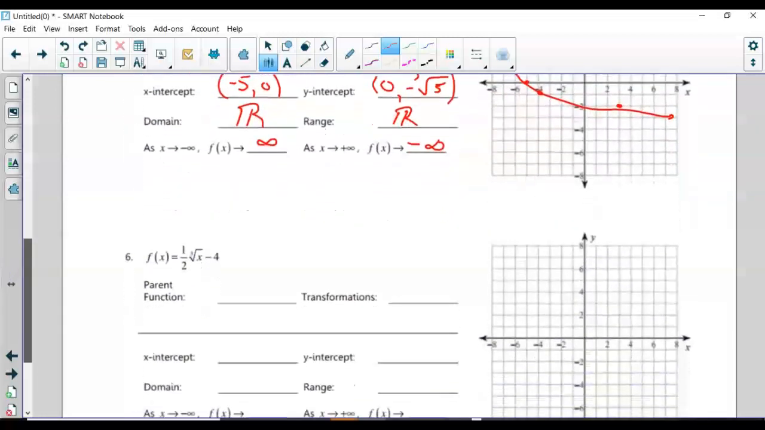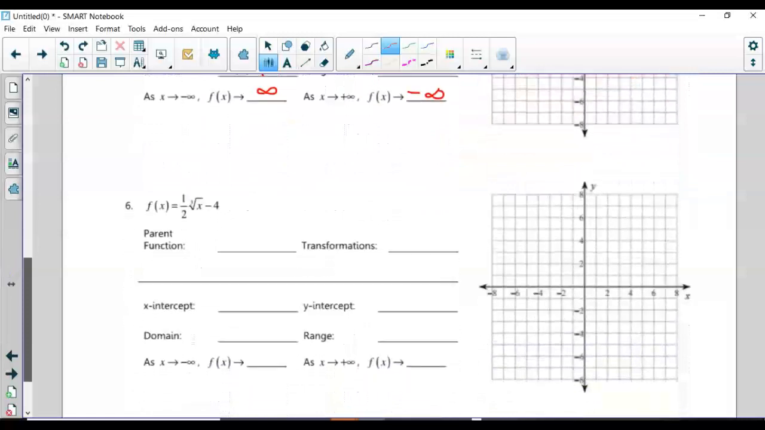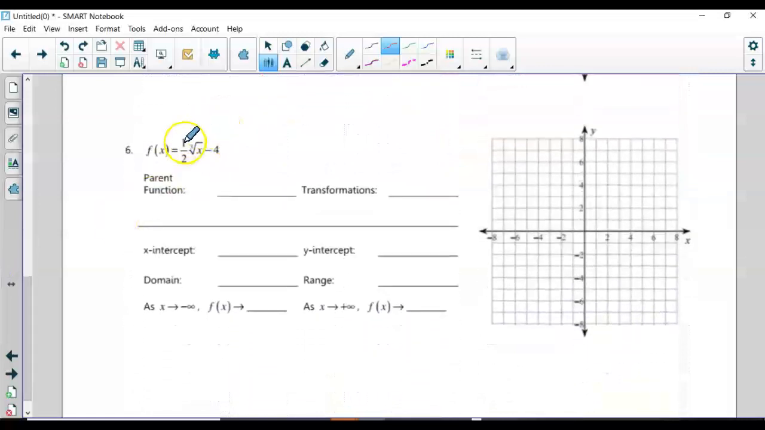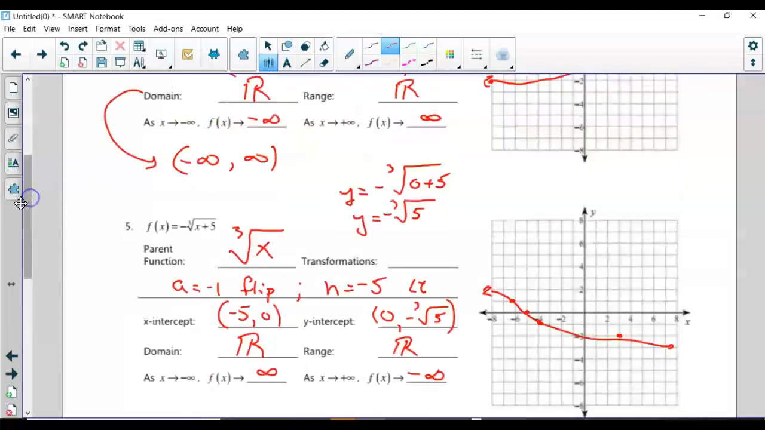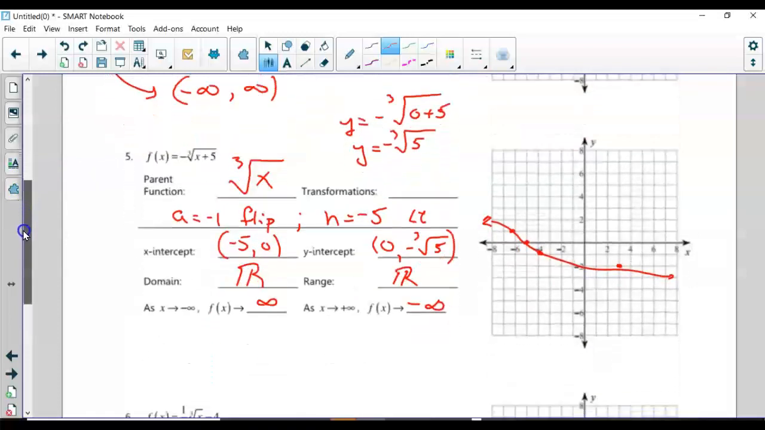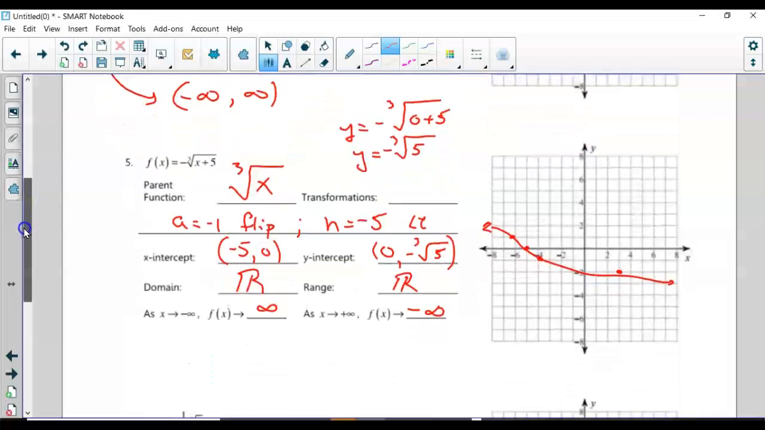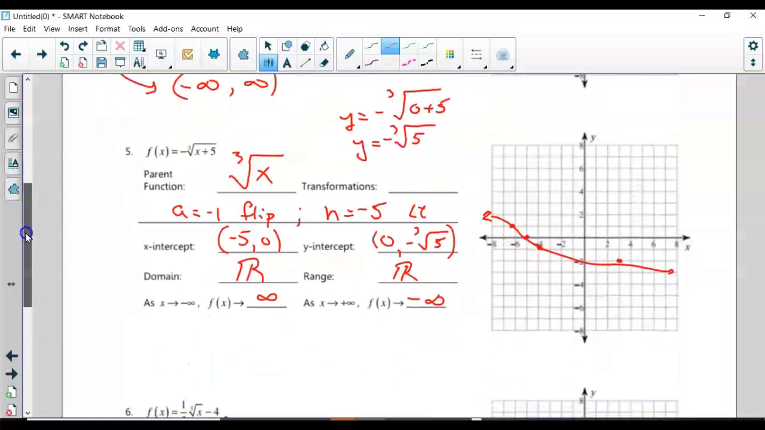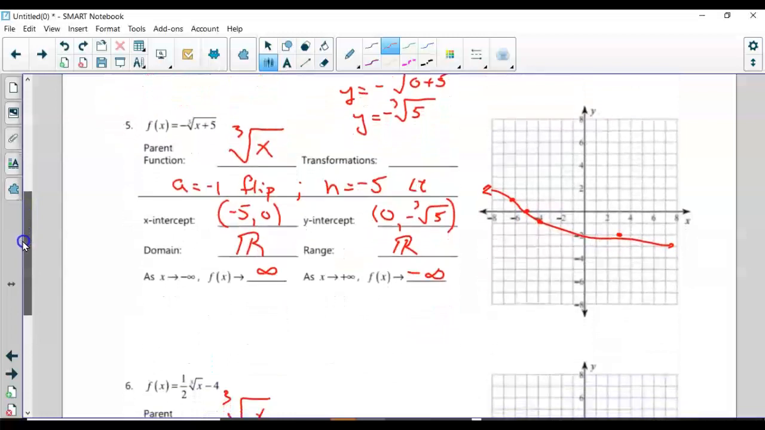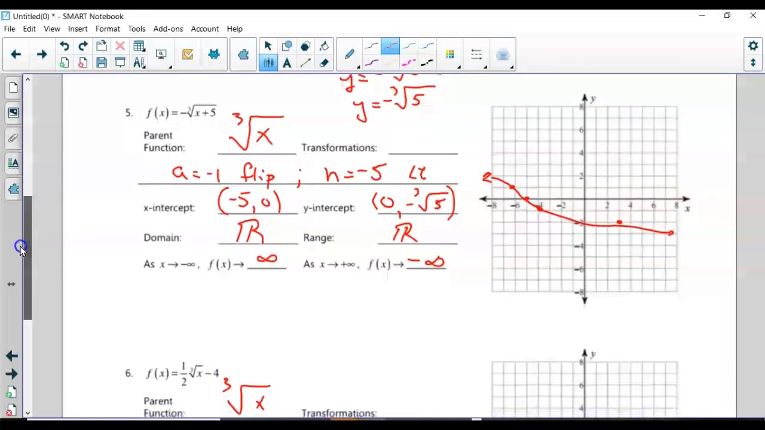Let's take a look at this one. Now we have a is equal to, well, parent function. Let's do that first. Cube root x. Now we have a is equal to 1/2. Okay. The 1/2 is going to compress it. So that means it's not gonna rise as fast. It's gonna rise half as fast.